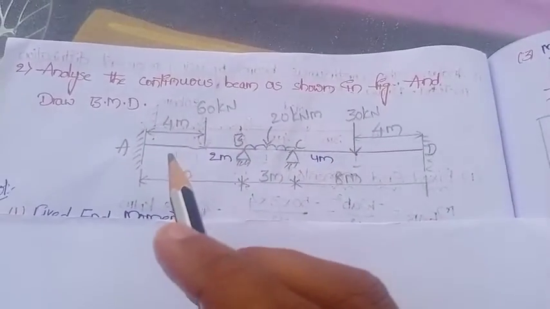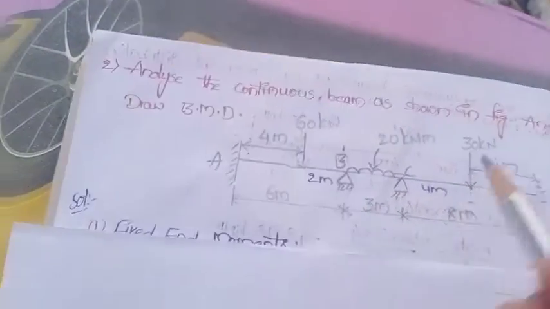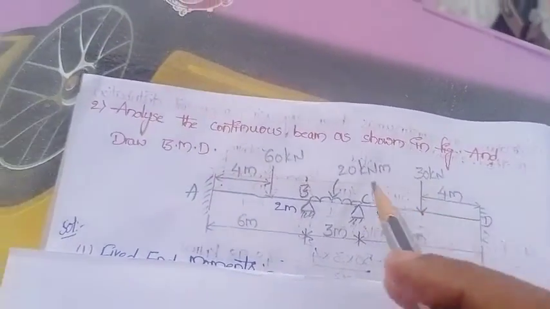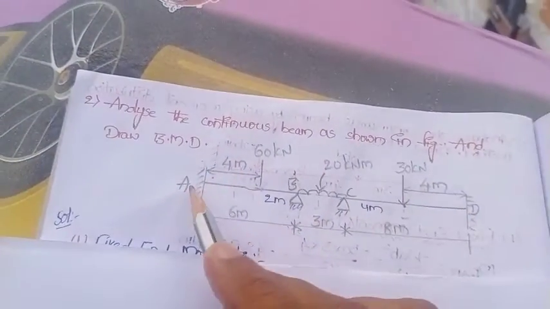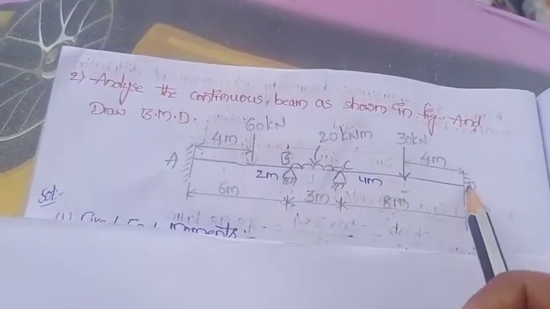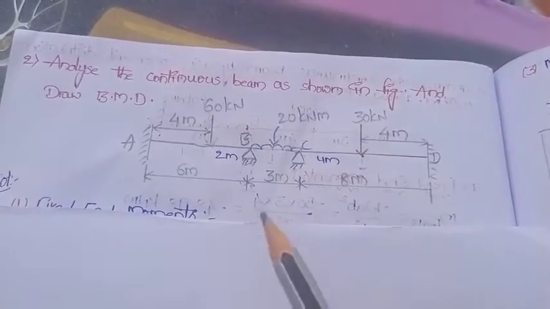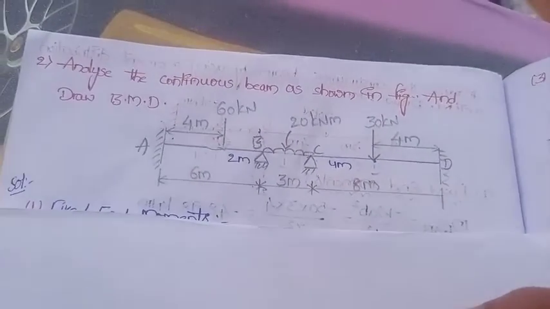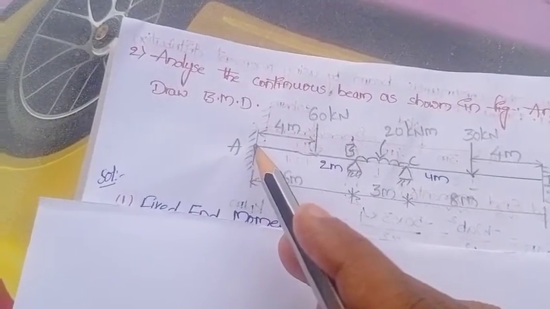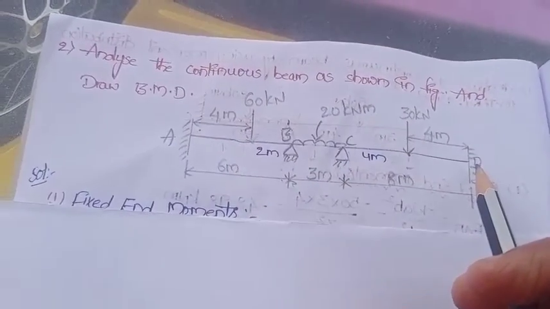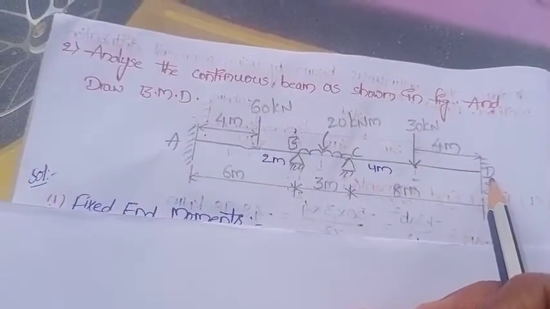Here the continuous beam is given. Support A, support B, support C and support D. So in this there are four supports given: support A, support B, support C and D. Here we have to take any beam, the beam having two ends. So support A is one end of the beam and support D is the other end of the beam.